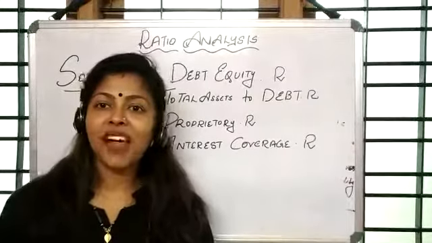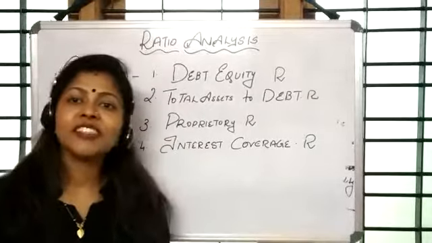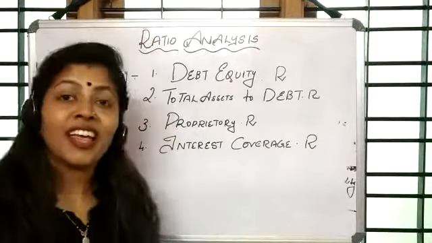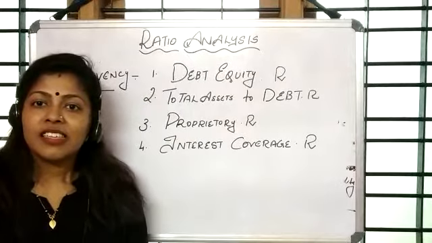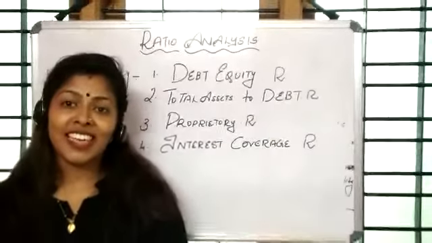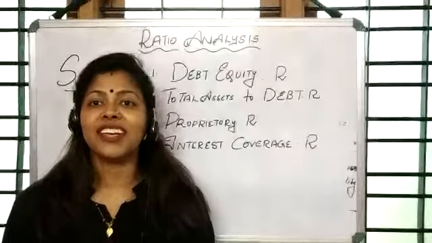So children, welcome back. We are into the next session of ratio analysis. In the second session, we are going to study the second classification of ratios, that is solvency ratios. Solvency. What is solvency? Solvency is the ability of the firm to meet its long-term liabilities.